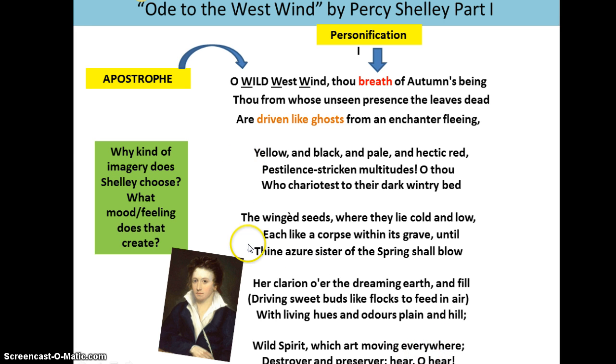So again, it ends with apostrophe, addressing and asking the wind to hear. Now notice these images here, and that it creates a mood of darkness and danger, almost wasteland-like. This is the autumn wind, so autumn has to do with death, but at the same time this is a destroyer and preserver. So that double element here has some dark elements, but also the positive, life-giving element of nature. We have similes here, like a corpse, which again emphasizes the death-like element of autumn that's talked about here, pestilence-stricken and such.